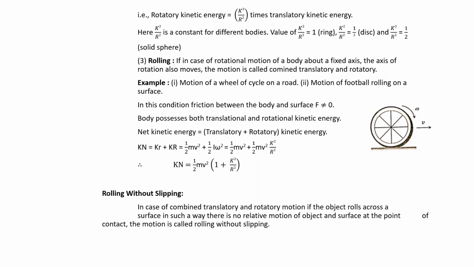So now let us see the next point, that is rolling without slipping. In case of combined translatory and rotational motion, if the object rolls across a surface in such a way there is no relative motion of object and the surface at the point of contact, the motion is called as what? Rolling without slipping, right?